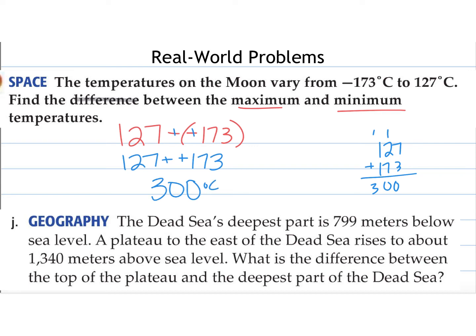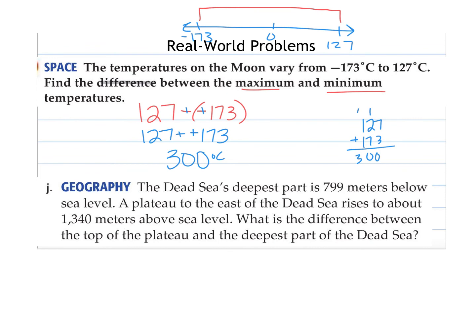Celsius. Okay. So really, if we think about this on a number line, here's our number line. Here's 0. Here's the maximum at 127 and the minimum at negative 173. What we just found by finding the difference is how many numbers are in between that whole entire span, which makes sense, 300.